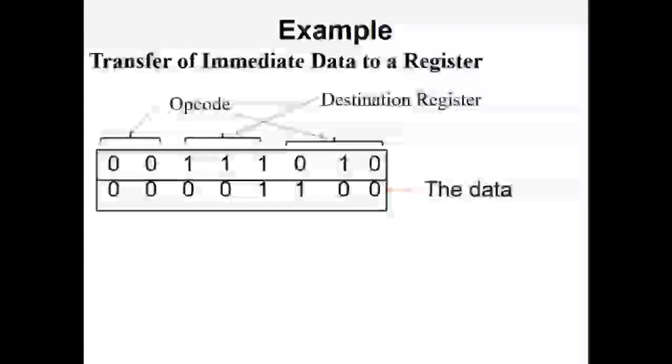You are transferring 12 to register A. Okay, so we are transferring 12 to register A because the destination register is 111. We know that is the code for register A. And then the second byte has got 00001100, which is 12. So we are moving 12 to register A.